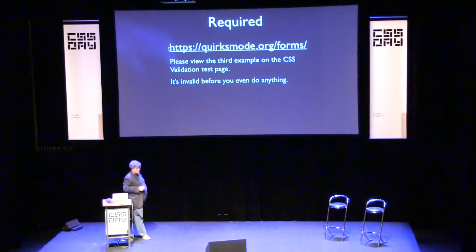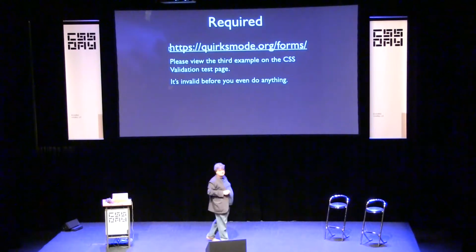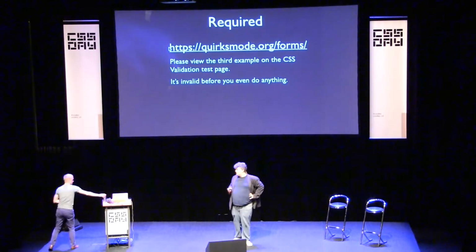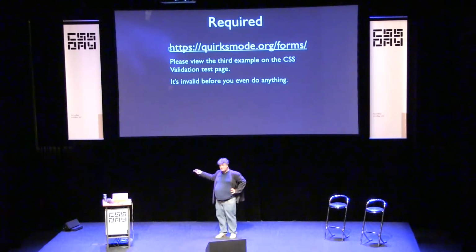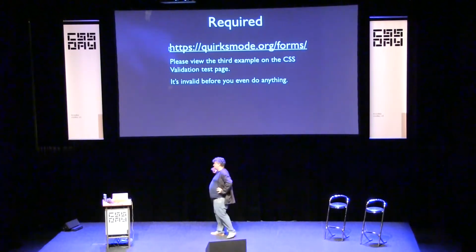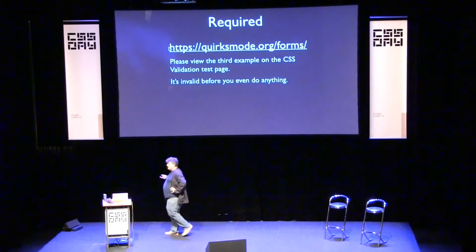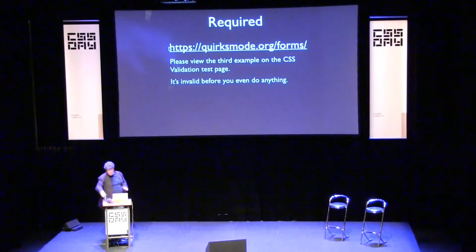Now, if you look at the third example on the CSS validation test page, you will see the final problem that we have with CSS validation. The third example has required, so it's a required field, and a required field without a value is invalid. Which means that as soon as the page loads, the browser immediately says, oh yeah, you're invalid. And we would not like that to happen, because we would prefer it to be indeterminate. But as I said before, we can't do that with CSS.